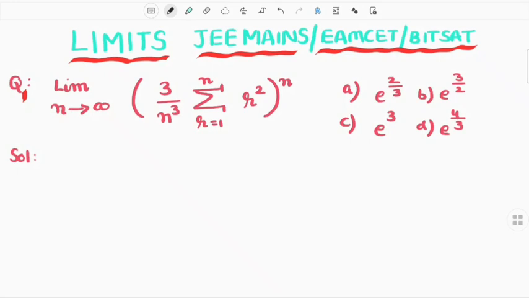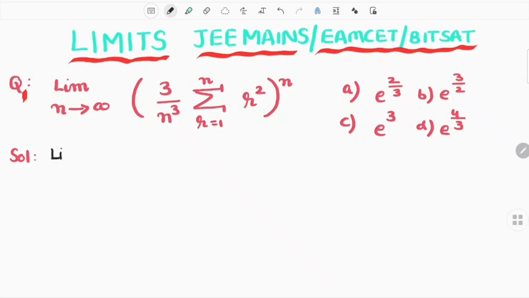The first question: limit n tends to infinity of (3 by n cube sigma r equal to 1 to n r square) whole power 1 by n. So first, you have to simplify the bracket value.